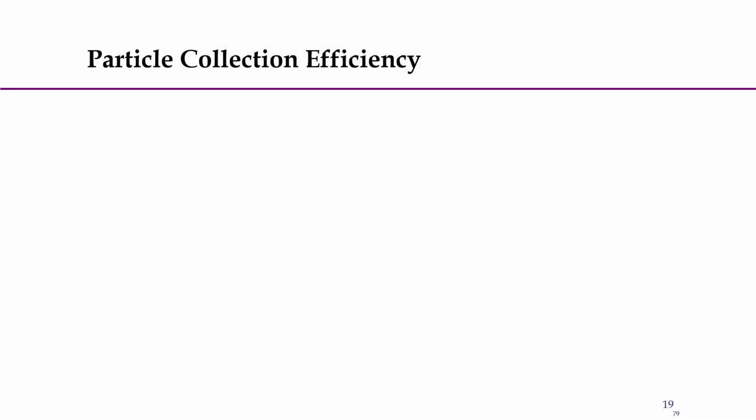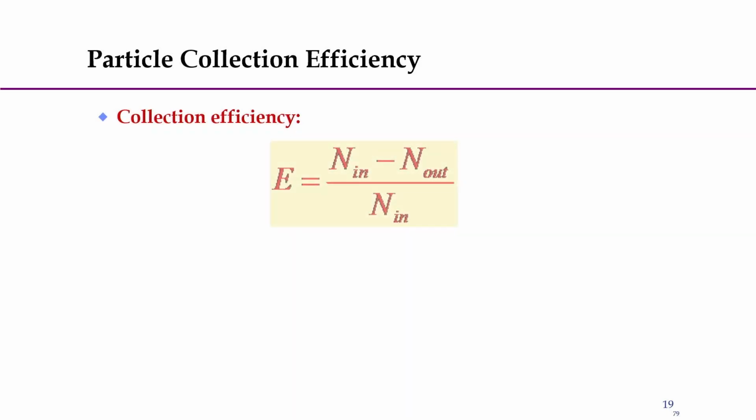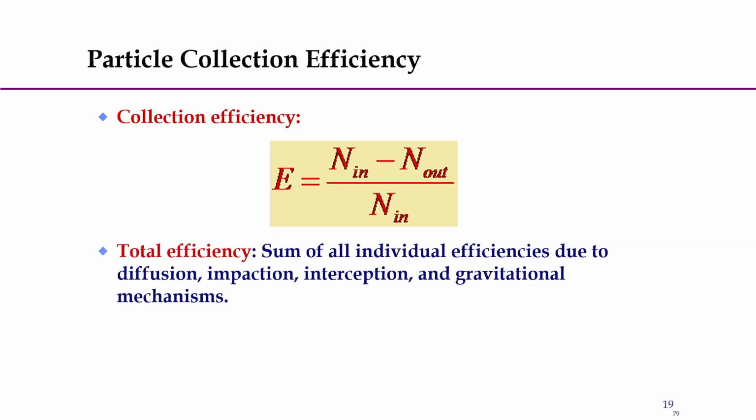Particle collection efficiency, as we have discussed, is based on the number N in and N out, N out by N in. And here we must remember the total efficiency is actually due to all the mechanisms: diffusion, impaction, interception, and the gravitational mechanism. So, all the mechanisms are involved.